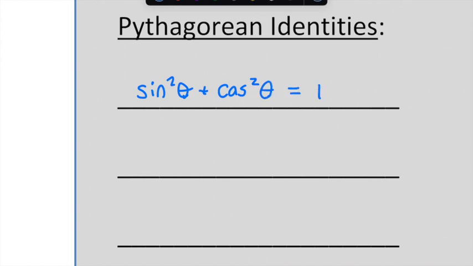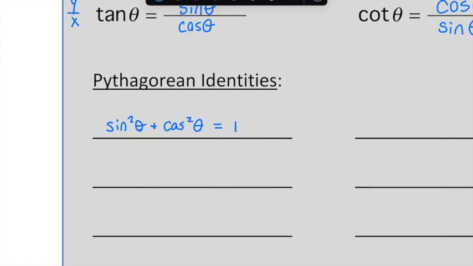If you're to go kind of look at the unit circle, the hypotenuse is generally 1, and then the sine is kind of the part going up and down, and the cosine is the part going left and right. And that's your main Pythagorean identity. Memorize that one right there. Okay?